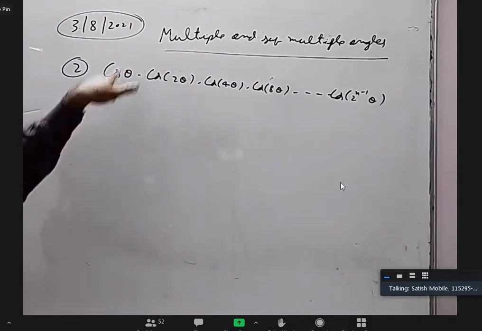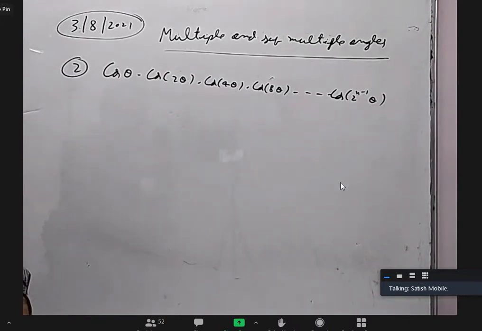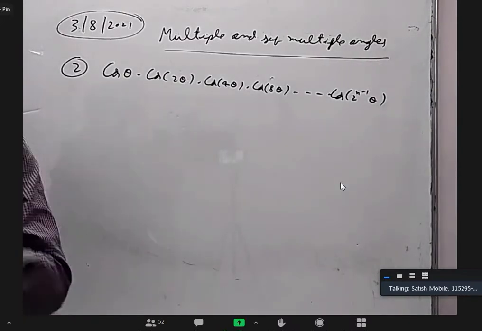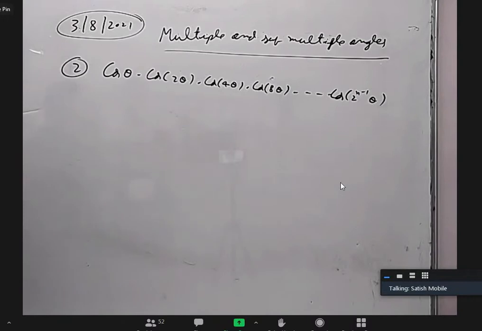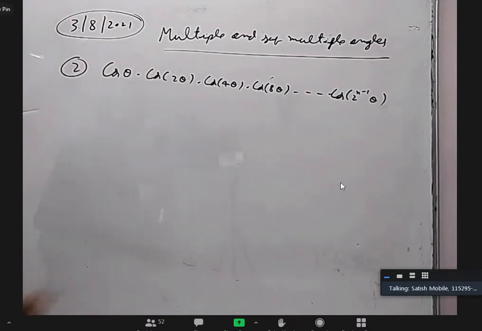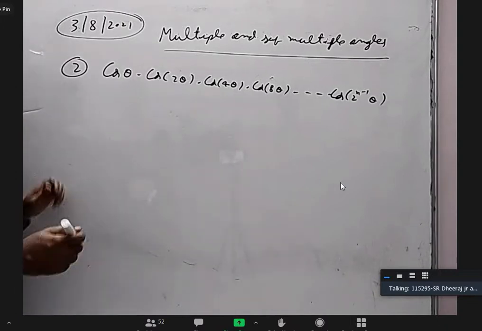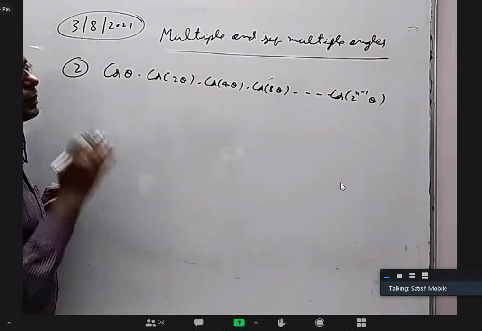Sir, each angle is double the previous angle. Yeah. It is a geometric progression with common ratio 2. Yes, sir. Every angle is double of the previous angle. Yes. Okay. Understood. Then, before writing the formula, first I'll explain.